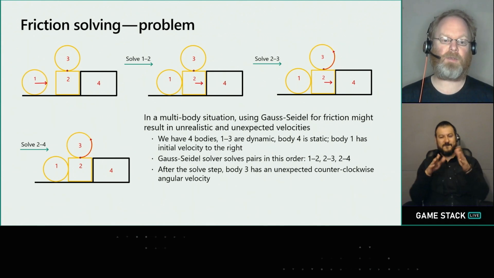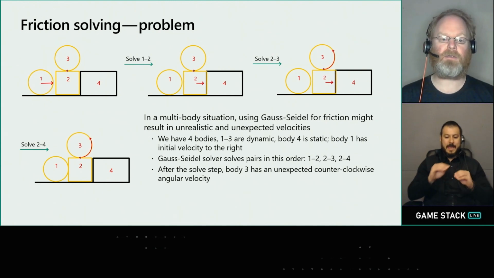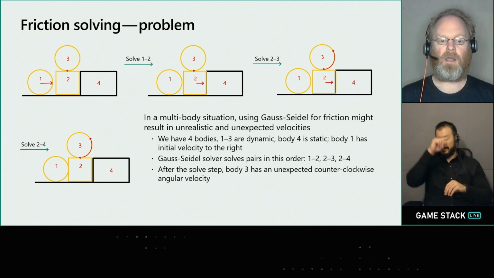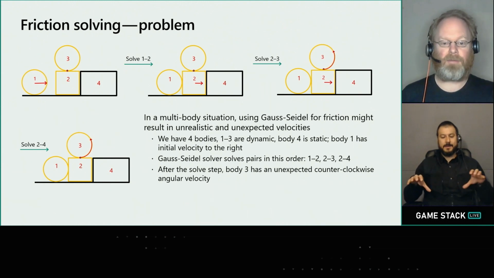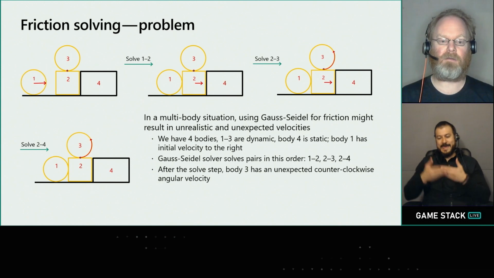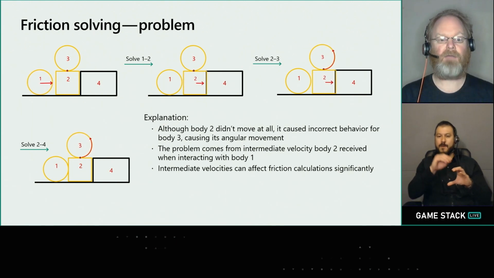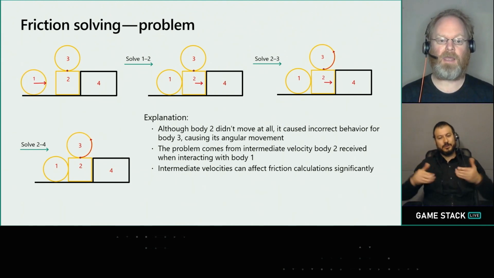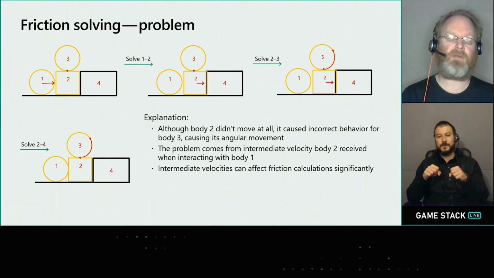And then the final thing we solve is between body 2 and body 4, because we do dynamic versus static bodies at the end. So all the yellow objects are dynamic bodies, the black object is a static body. And we want to prioritize static dynamic collisions over dynamic collisions. But in solving 2 and 3, we've introduced this angular velocity. It was correct at that point in the solve iteration, but it's wrong at the end of that particular simulation step. So although body 2 didn't move, we have introduced this angular movement on body 3, and then over time these small velocities could cause a drift in our stack.